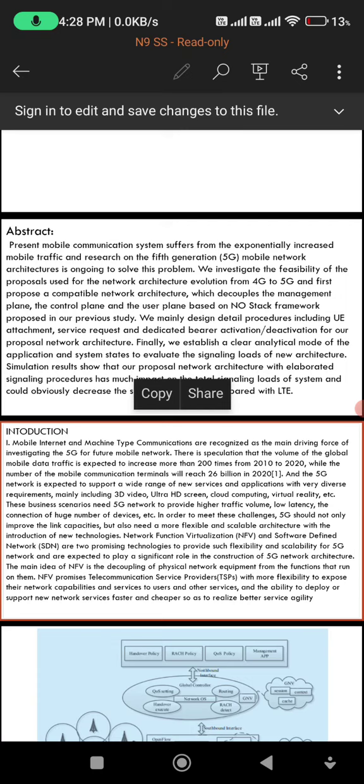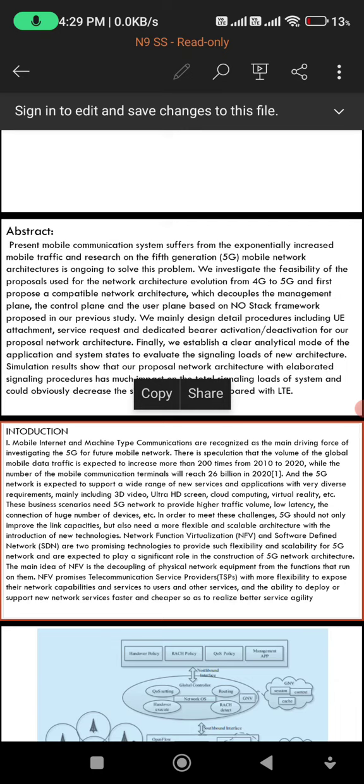We investigate the feasibility of the proposals used for the network architecture evolution from 4G to 5G and first propose a compatible network architecture which decouples the management plane, the control plane and the user plane based on the NoStack framework proposed in our previous study. We mainly design detailed procedures including UE attachment, service request and dedicated bearer activation or deactivation for our proposed network architecture.